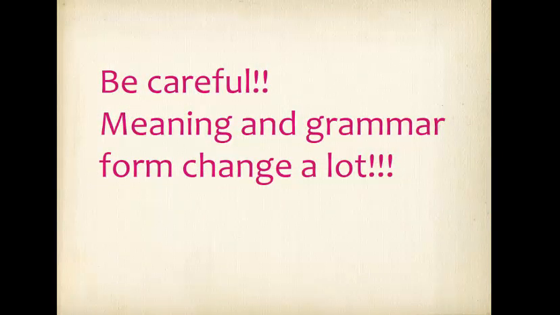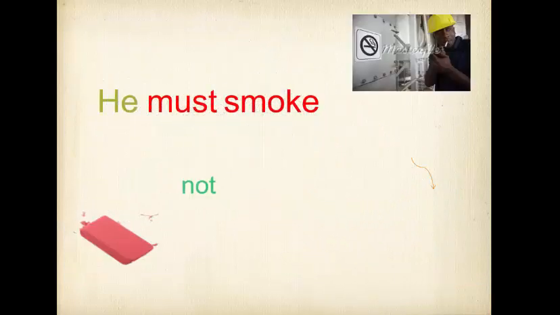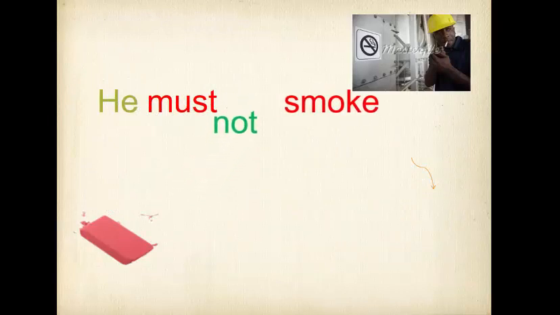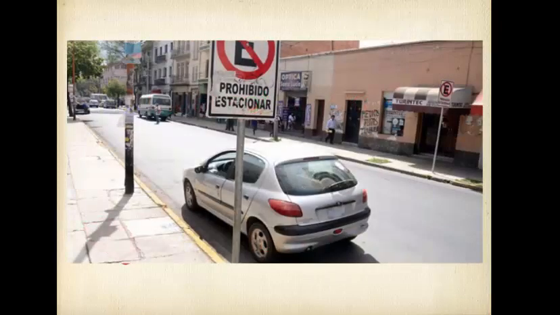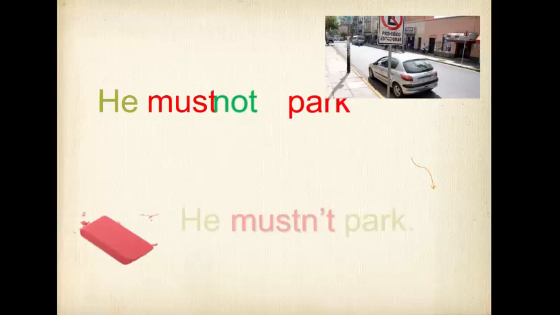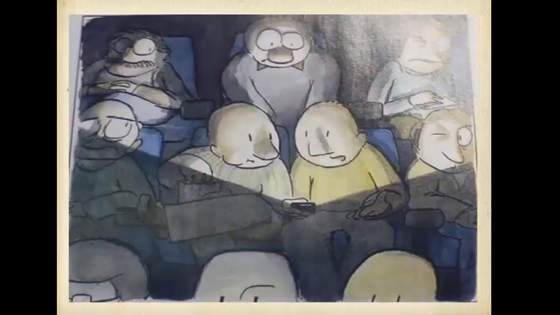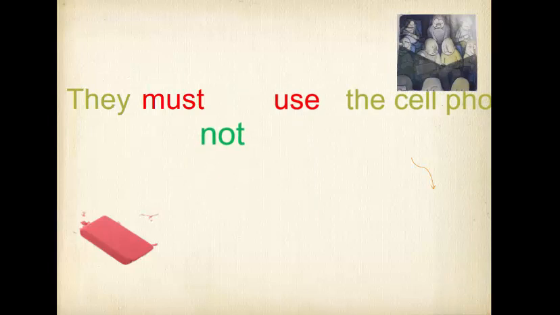Careful with the negative, because the grammar is not that difficult, but the meaning changes. So, remember with modals, we simply move the verb and put not in the middle. So, he must not smoke. Mustn't. He mustn't smoke. Meaning a prohibition. Let's try one more. He mustn't park. And when you go to the cinema, you mustn't use the cell phone, please.